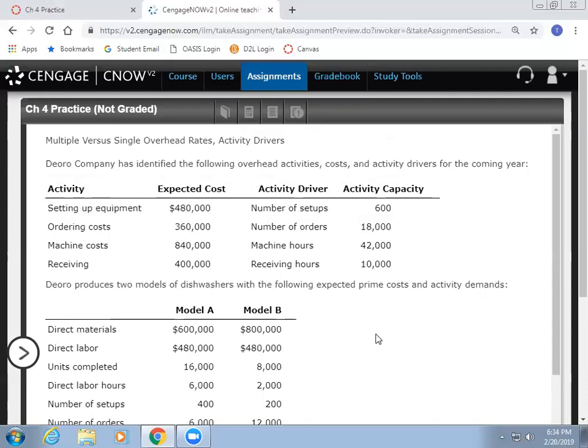And then ordering, $360,000 of overhead divided by a capacity of 18,000. Ordering is $20 per order. And we have machining. Machining is 840,000 divided by 42,000 hours. So machining is also $20 per machine hour.